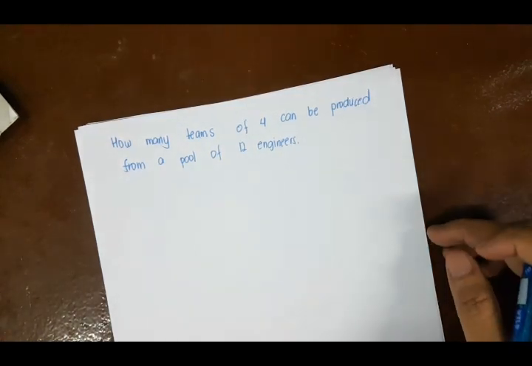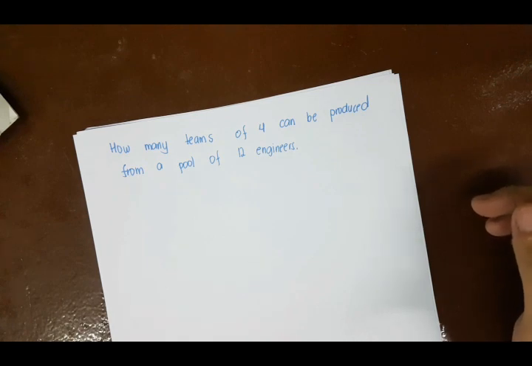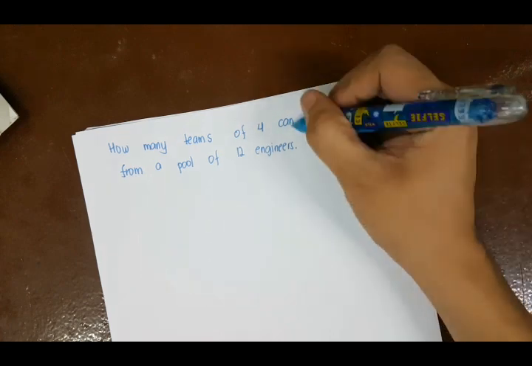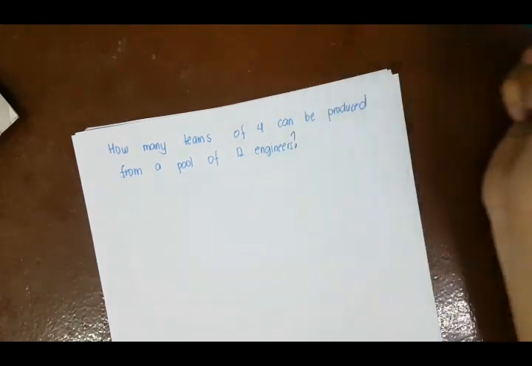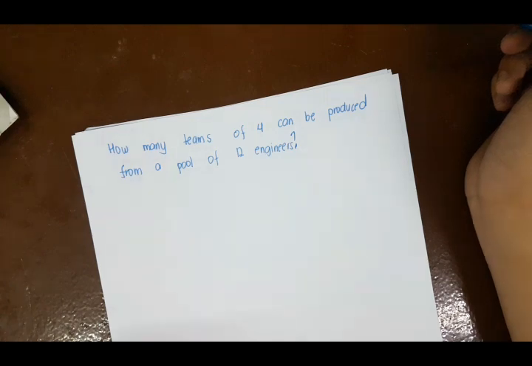Okay, next problem. So how many teams of 4 can be produced from a pool of 12 engineers? Okay, so I forgot the question mark. So let's analyze this problem. How many teams of 4 can be produced from a pool of 12 engineers? So is this a permutation or a combination?